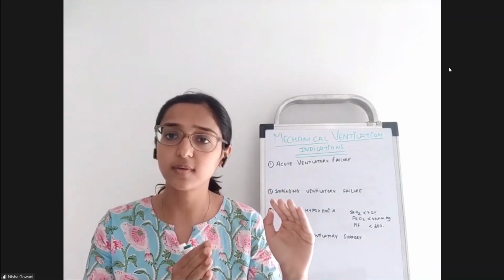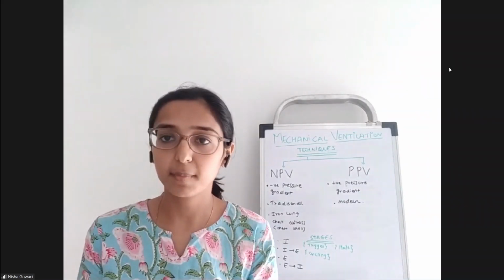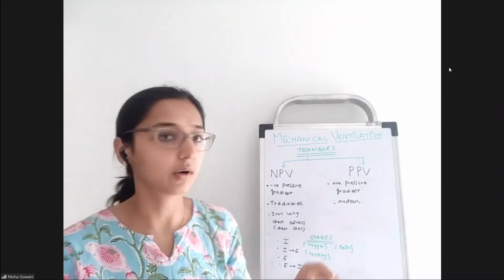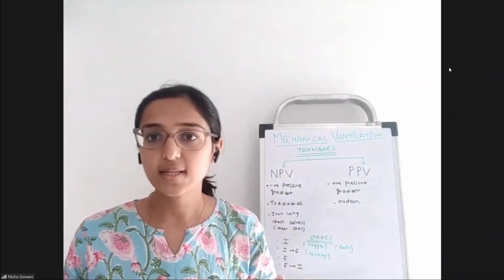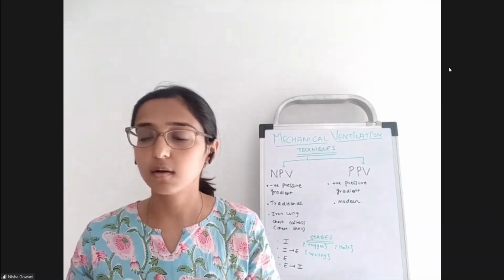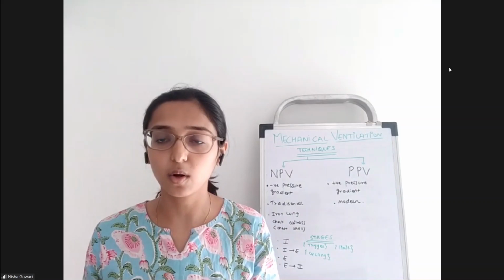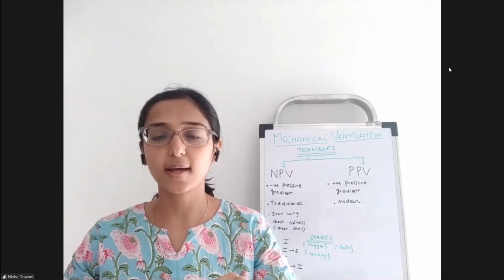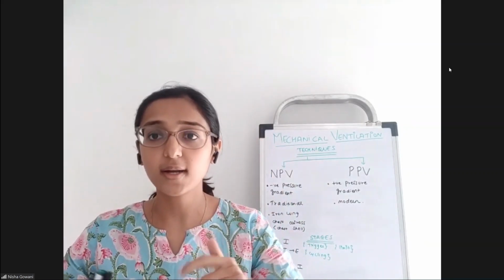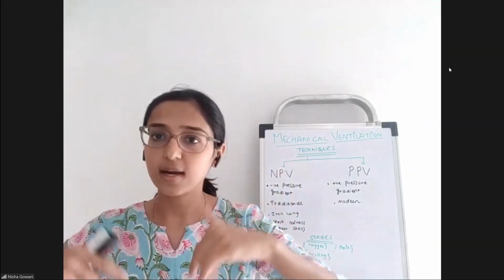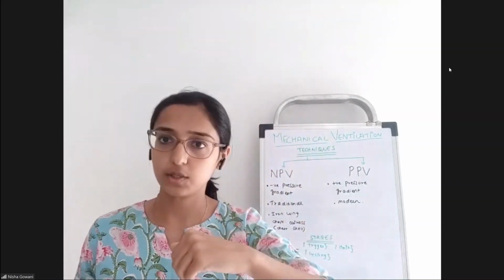One is negative pressure ventilation and the other is positive pressure ventilation. So we shall understand the techniques of mechanical ventilation. First, let's understand the way that we normally breathe. Normal human beings breathe by the negative pressure method. We generate a negative intrathoracic pressure, and that is when atmospheric air is able to enter our lungs. The thoracic cage expands, negative intrathoracic pressure is generated, and airflow occurs from the atmosphere into the lungs.